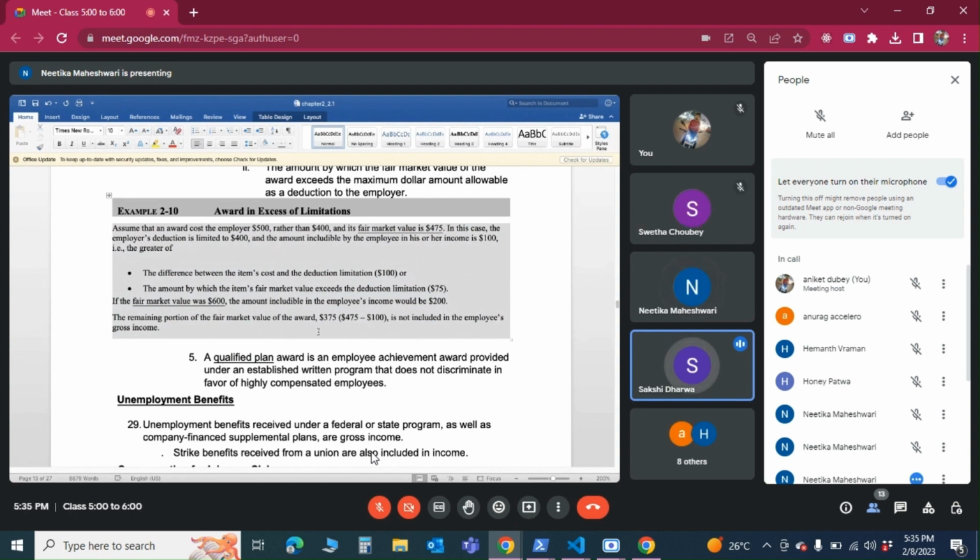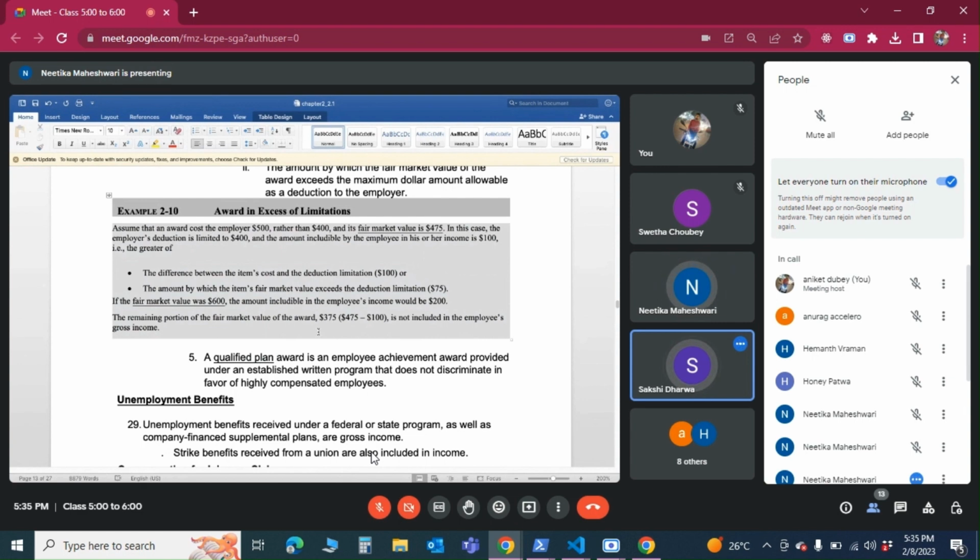Okay. First we have to compare the actual award, $500, with the $400 limitation, and then we have to compare it with fair market value. The difference of 500 and 400 is 100, and the difference with the 475 fair market value is 75. So the excess value, the greater one, $100, will be includable in the employee's income.